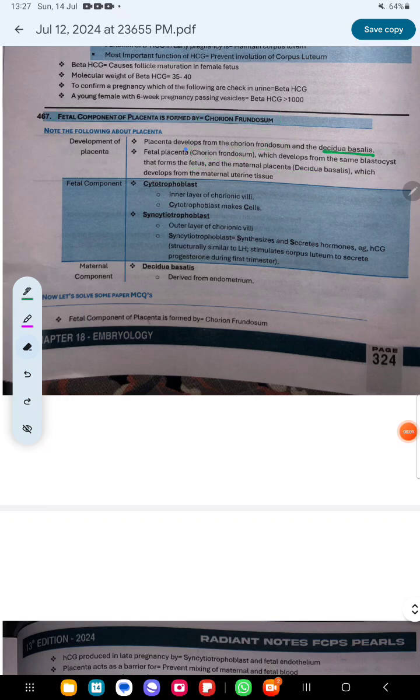Okay, starting with point 467. The fetal component of placenta is formed by chorion frondosum. Now we will learn about the development of the placenta. The placenta develops from the chorion frondosum and decidua basalis.